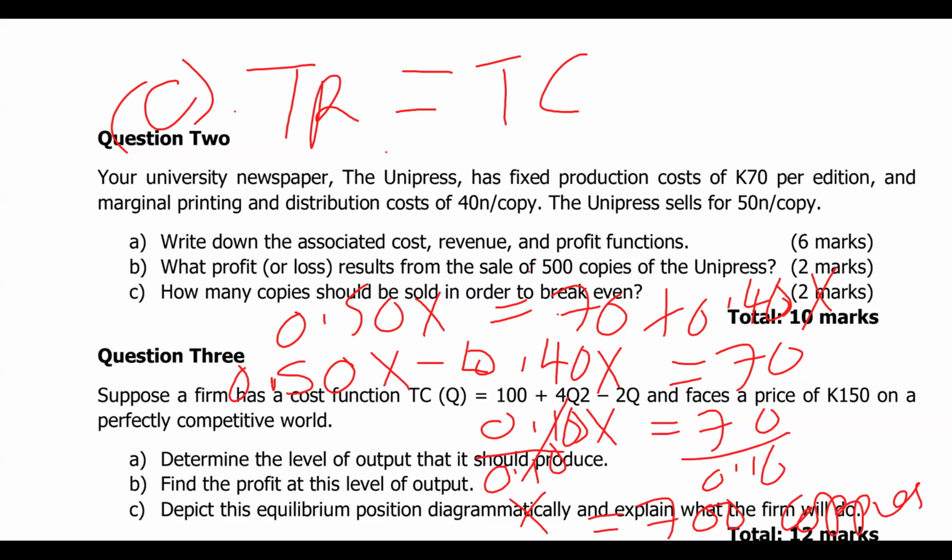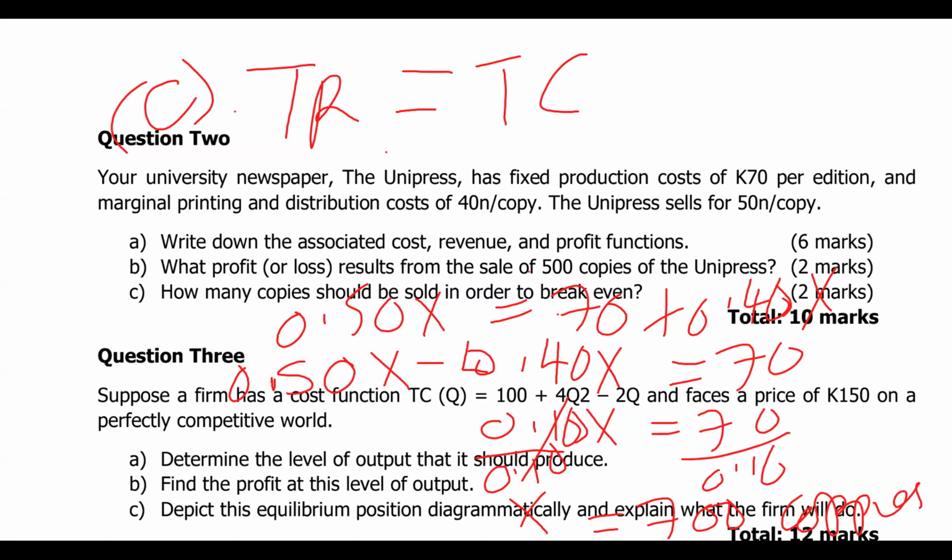So which means for you to break even, not to make a loss, you need 700 copies, which is making sense because when you sold just 500 copies, you made a loss. Now for you to just break even such that the cost is equal to the revenue, you need 700 copies. This is one way of doing it, right?